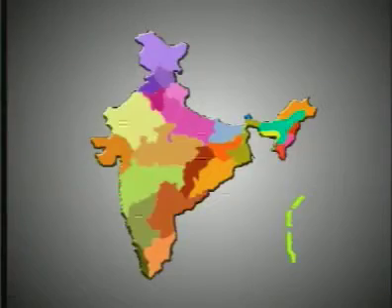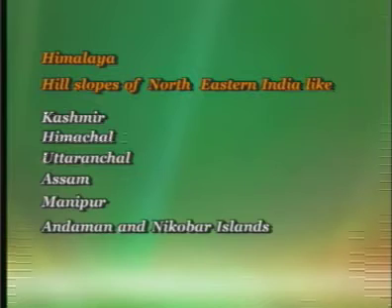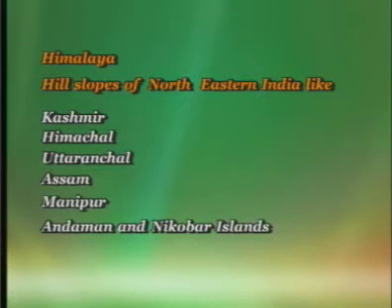Let us know its distribution in India. Almost 6 species have been reported from different parts of our country. It occurs in Himalayan regions, hill slopes of northeast India like Kashmir, Himachal, Uttaranchal, Assam, Manipur, Andaman and Nicobar Islands.